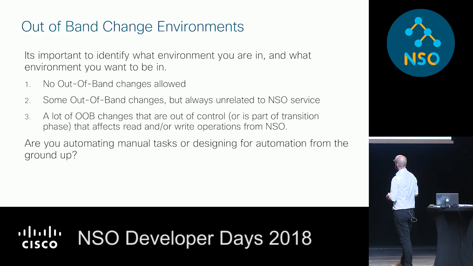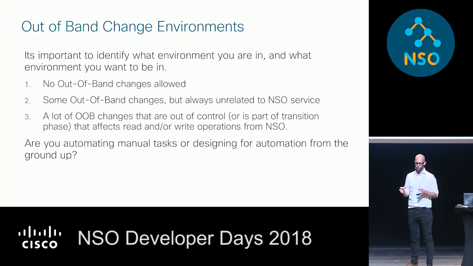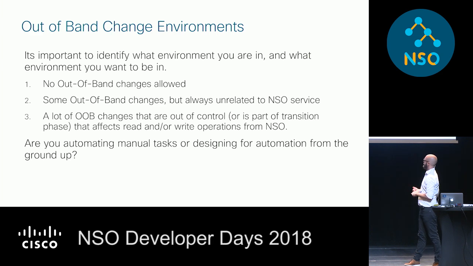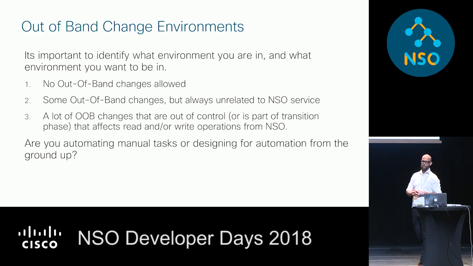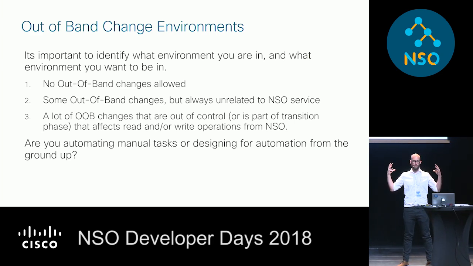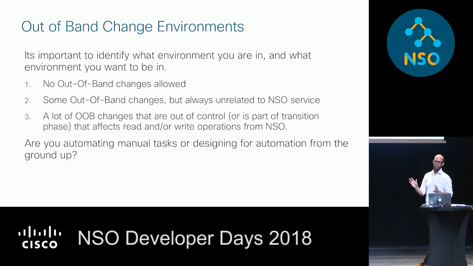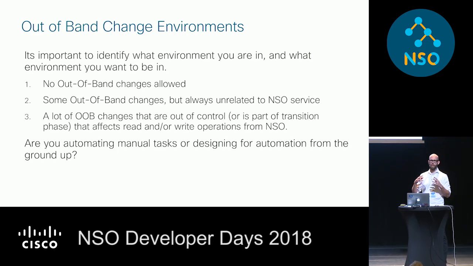So when we talk about out-of-band changes, the most important thing is to analyze and understand what is the current situation that you have. Are you in a situation where you have no out-of-band changes? Are you in a situation where you have some out-of-band changes, but they are unrelated to NSO, with multiple systems doing it in a controlled manner? Or are you in a situation where it's completely out of control? A lot of them, random people, systems overwriting each other. And we see all of that, and you just need to understand where you are so you can approach it correctly.